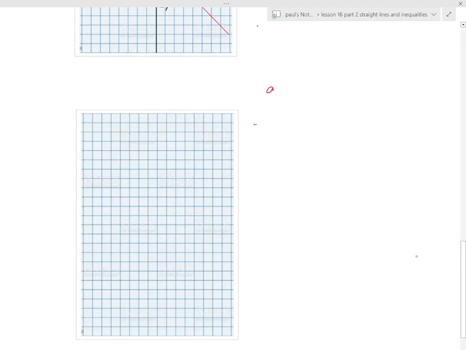One example of a quadratic graph. So the quadratic graph, you will get something like, and we'll look at this in more depth later on, x squared plus 2x plus 1. Okay, now this has a square in it, therefore it's going to be a curved graph.